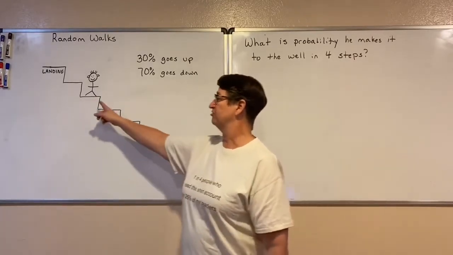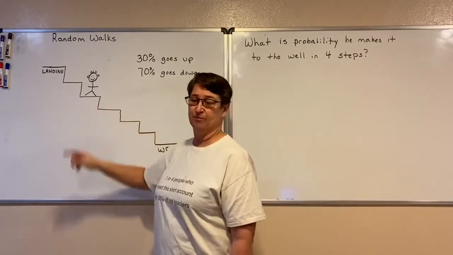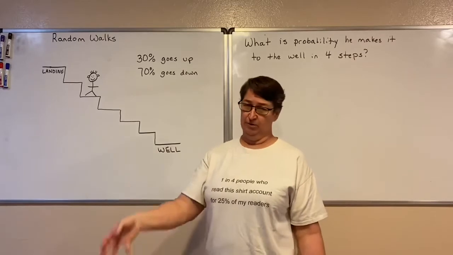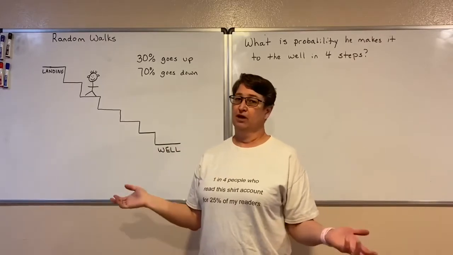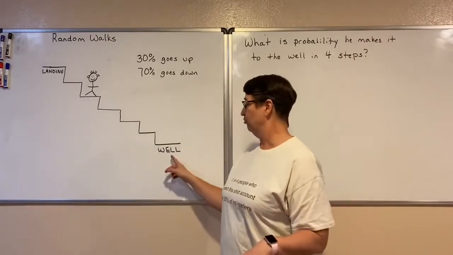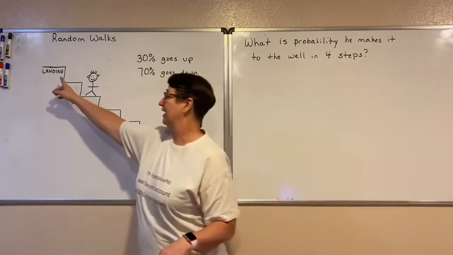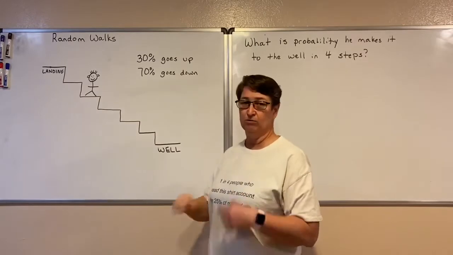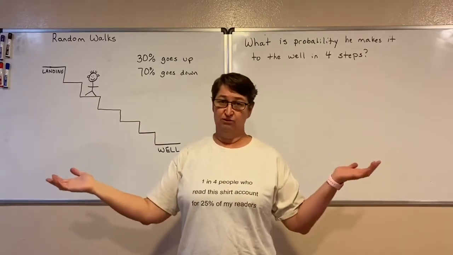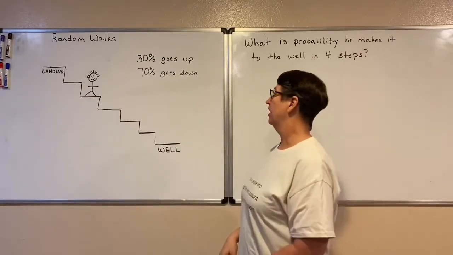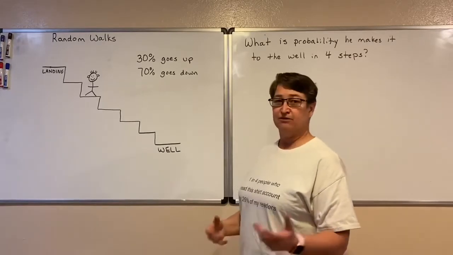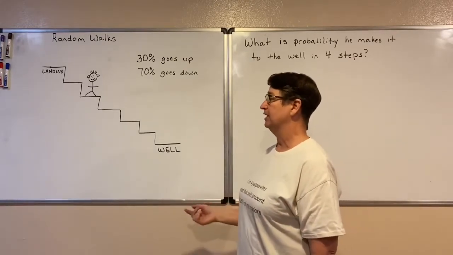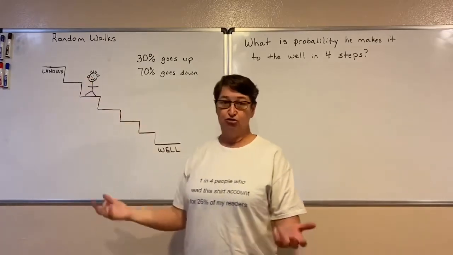In this case, he started at the 2nd step. Then he just walks up and down steps randomly until he hits either the well or the landing. And the minute he reaches the landing, or he reaches the well, he's done with his exercise for that exercise session. And somebody watched him at some point and found out that the probability that he goes up is 30%.